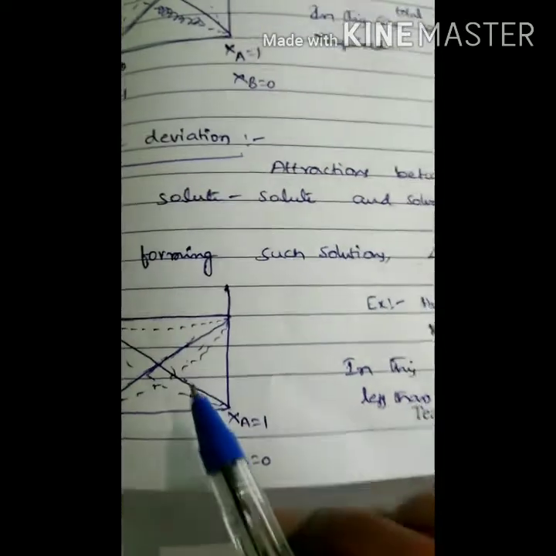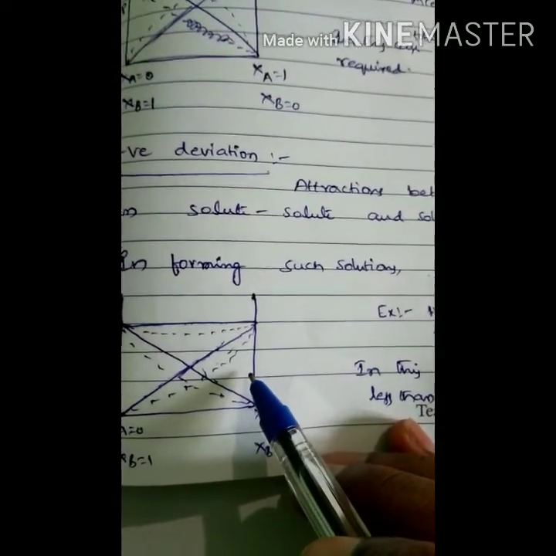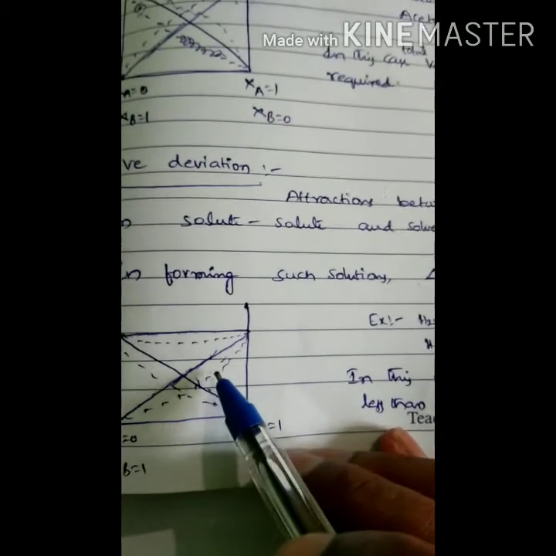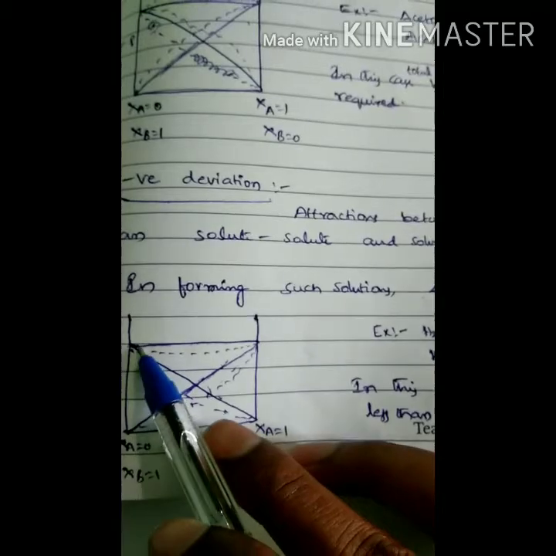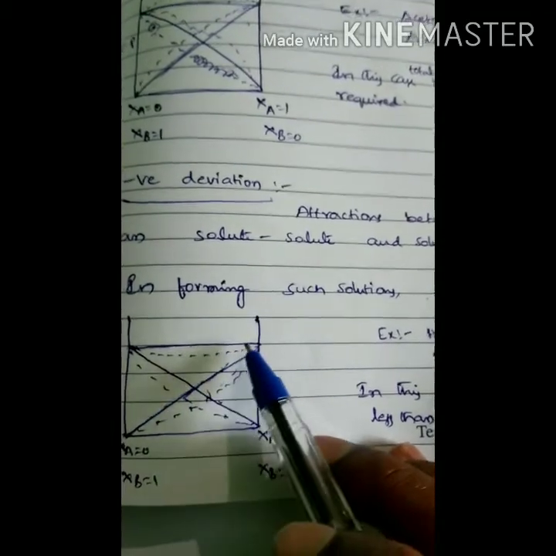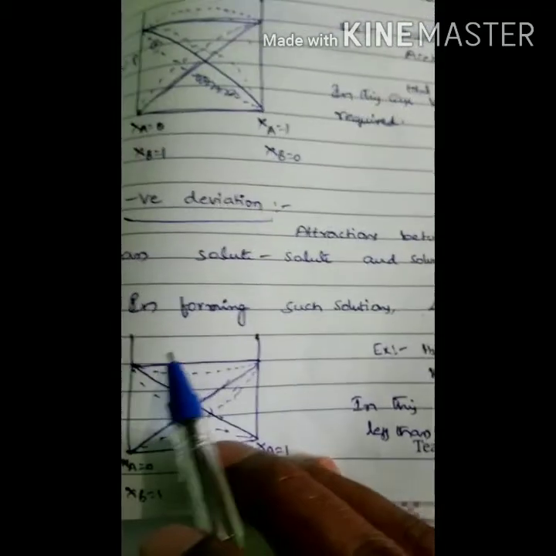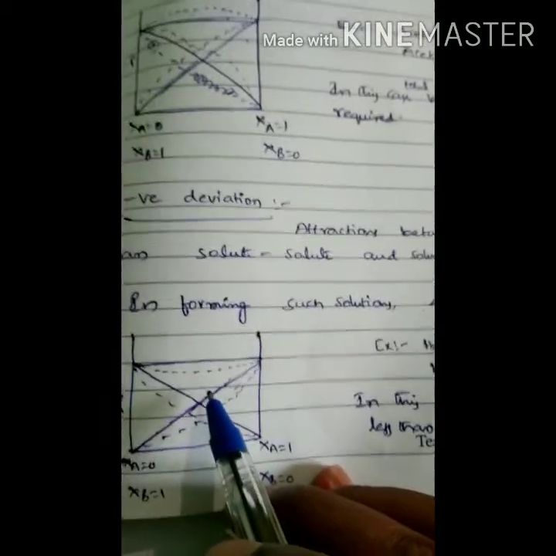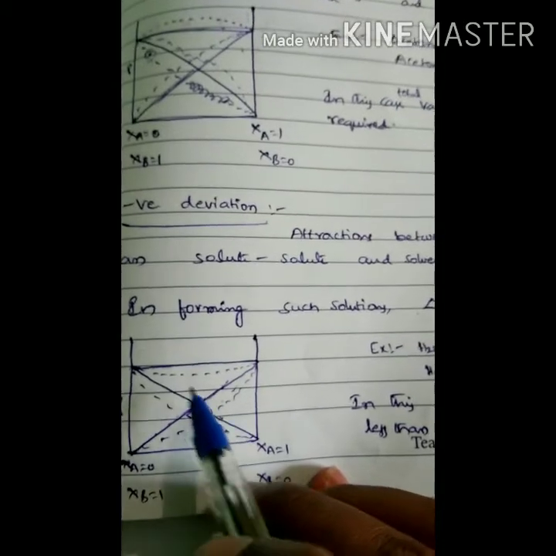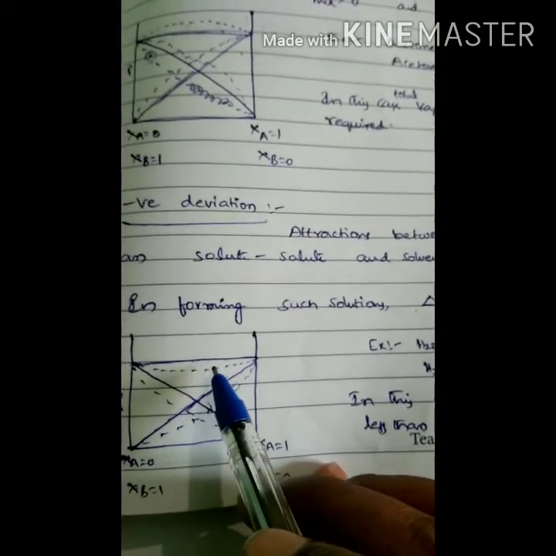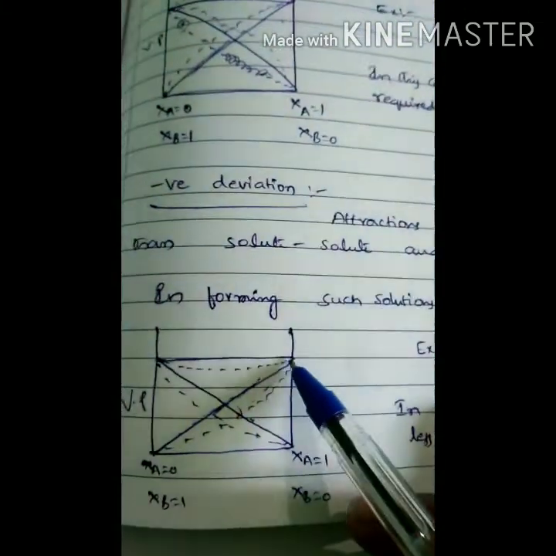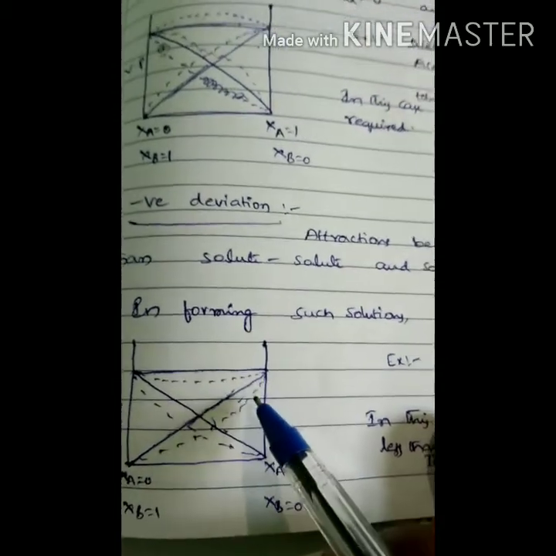That means they exhibit less vapor pressure than required. This line indicates total vapor pressure. Actually this is the expected total vapor pressure. Here the attractions between solute and solvent are more, so they exhibit less vapor pressure. So this line indicates less vapor pressure. If the dotted line is present above the dark line, that is positive deviation. If the dotted line is present below the dark line, that is negative deviation.